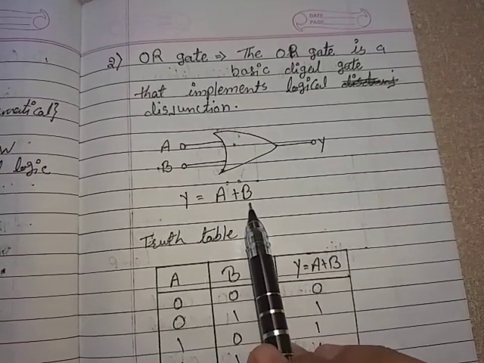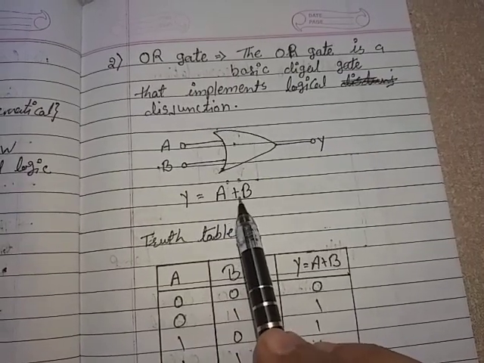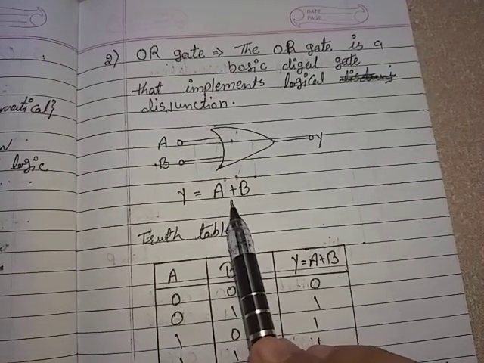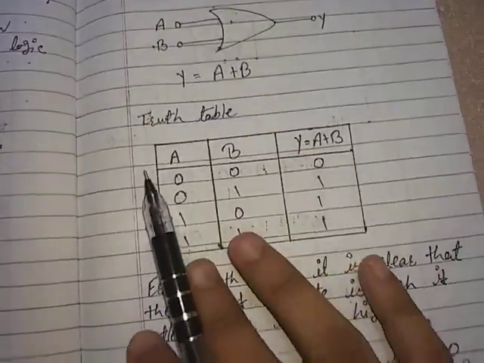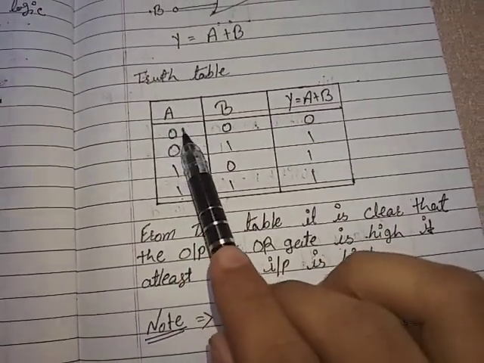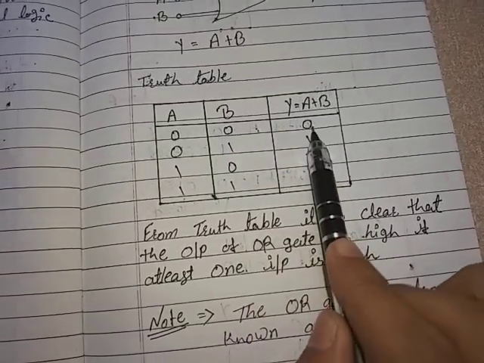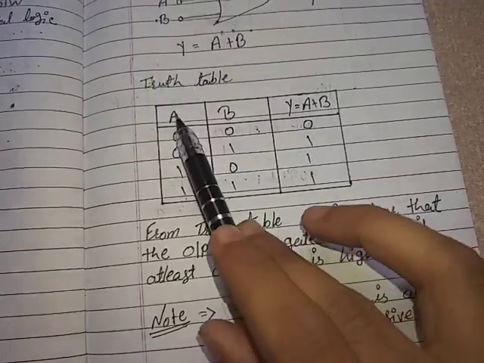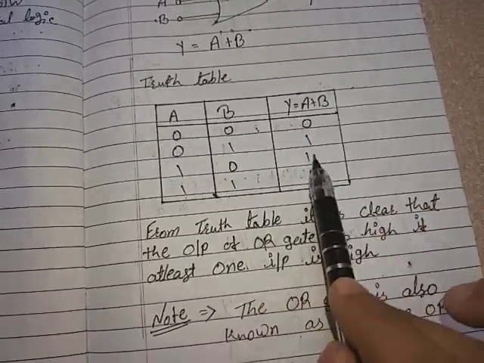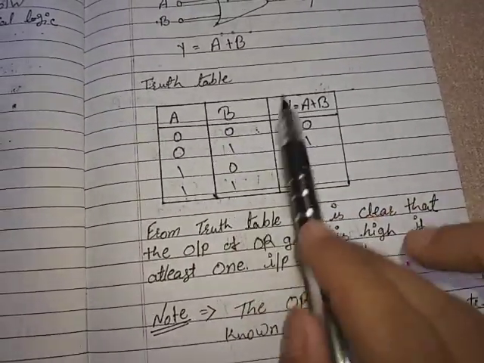Here I would like to clear one thing: this a plus b is not binary addition, it is Boolean addition. Here is the truth table: a is equal to 0, b is equal to 0, y will be 0. When a is 0, b is 1, y is 1. A is 1, b is 0, y is 1. A is 1, b is 1, y is 1.